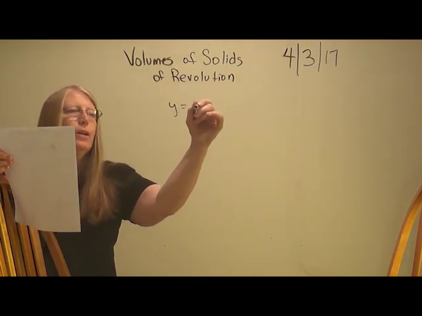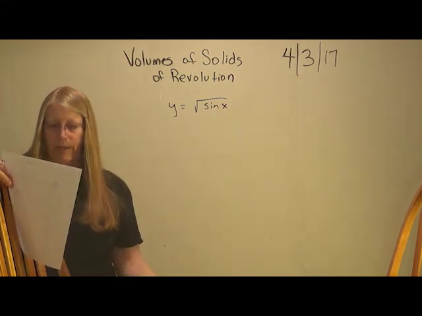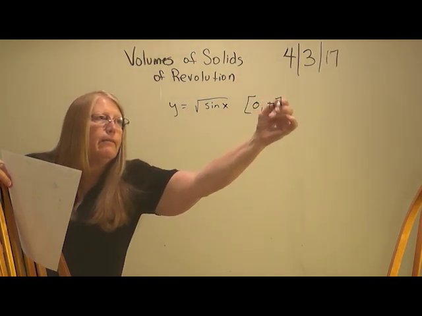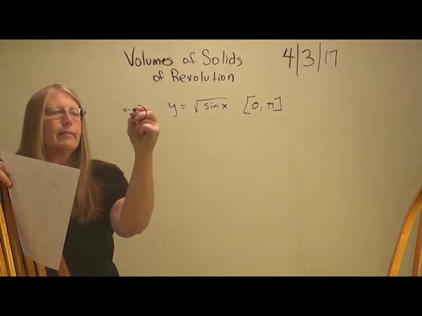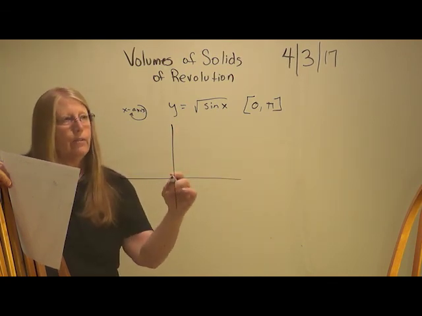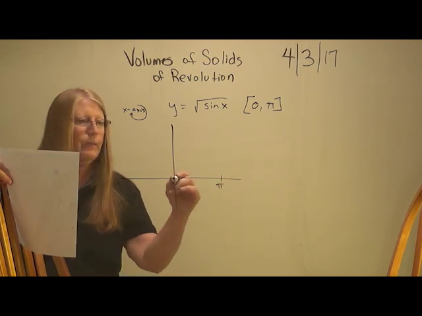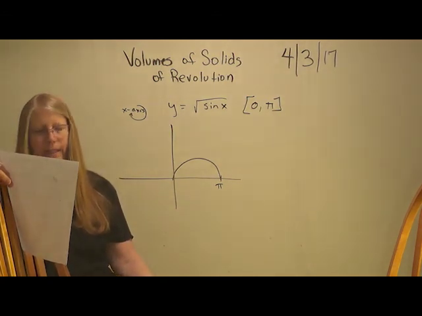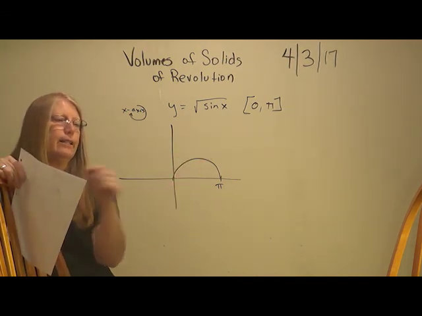The function is y equals the square root of sine of x. So I'm going to take the area bounded between that curve, the x-axis, and 0 to pi. I'm going to take that area and revolve it around the x-axis. Alright, so let's take a look at it. The graph between 0 and pi of the square root of sine x looks something like that. It's just sort of a hill, like that. So when we have that, we're going to take that area right in here and revolve it around the x-axis.